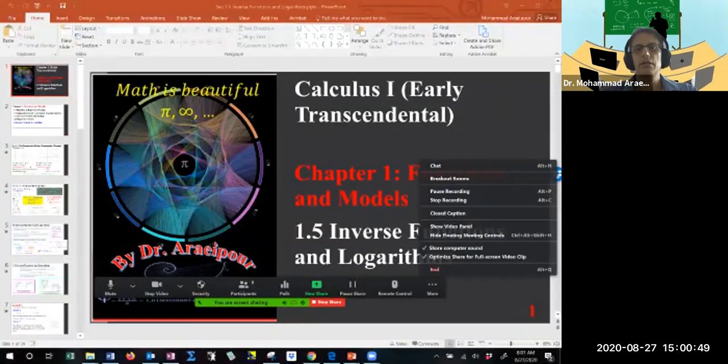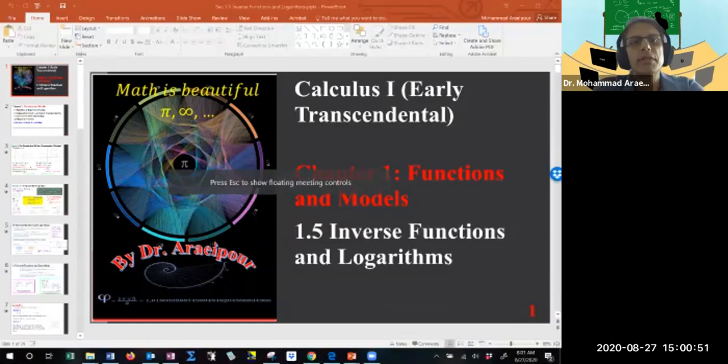In class, hope everybody's doing fine. We are looking at 1.5 inverse functions and laws.